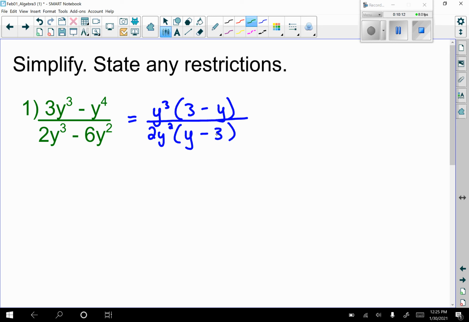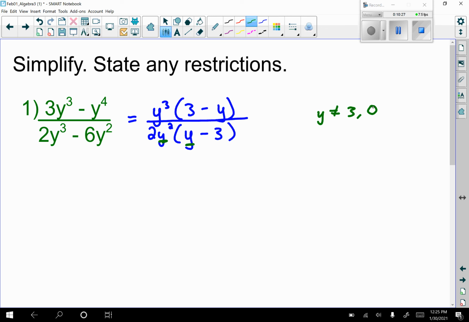So let's state our restrictions here. First, the easiest part is to go to this y. So that y cannot equal a positive 3. Then we have a monomial. So this means y cannot equal 0. Whenever we see a monomial, it's just y, that variable cannot equal 0.